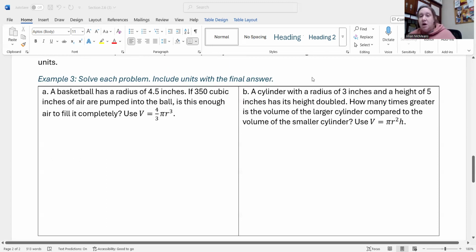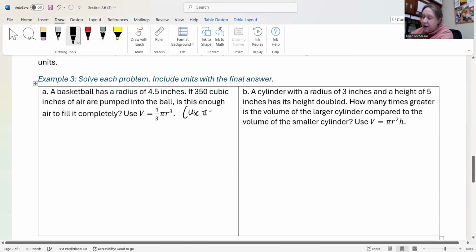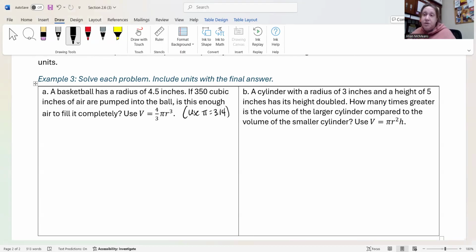Example 3 says solve each problem, include units with the final answer. Part A says a basketball has a radius of 4.5 inches. If 350 cubic inches of air are pumped into the ball, is this enough air to fill it completely? Use the formula V, think V for volume, equals 4/3 times pi times r to the third. And for this one, we're going to use pi equals 3.14.